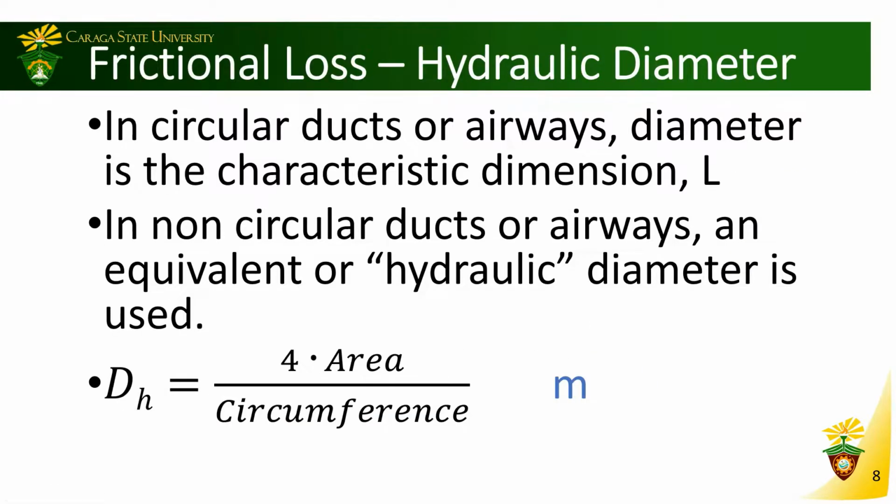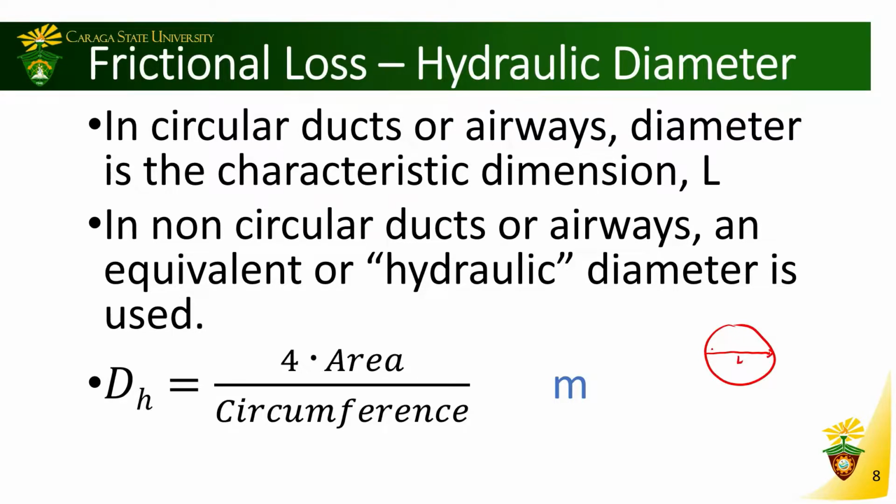Okay, so we proceed talking about frictional loss and hydraulic diameter. In circular ducts or airways, diameter is the characteristic dimension L. In non-circular ducts or airways, an equivalent or hydraulic diameter is used. Of course, when you have a circle, then its characteristic dimension would be its diameter.